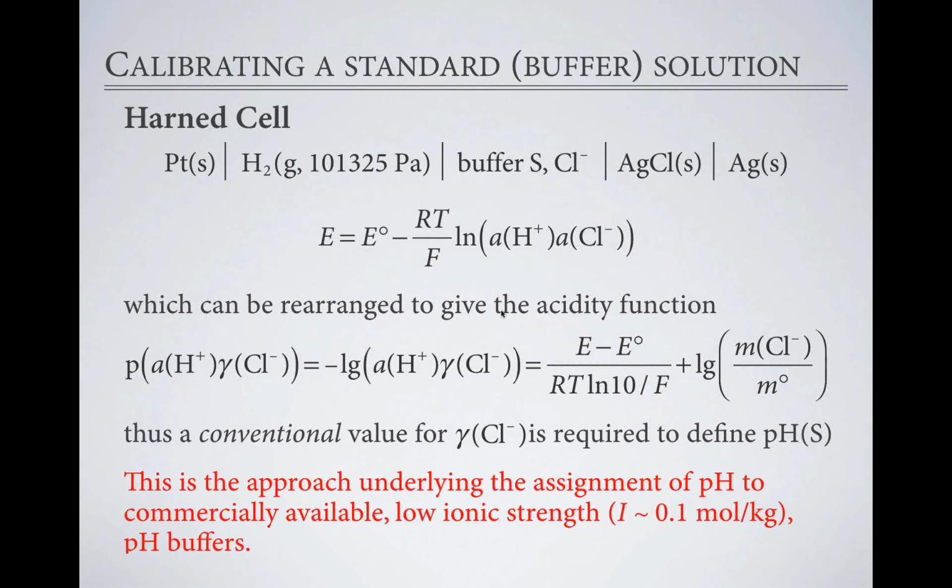The difficulty is that that number is people's best guess as to what it might be. And then in the 1960s, people agreed that their best guess was probably good enough, and they formalized it as a conventional value that says, we assume that the activity coefficient of chloride related to these buffer solutions has this particular value.